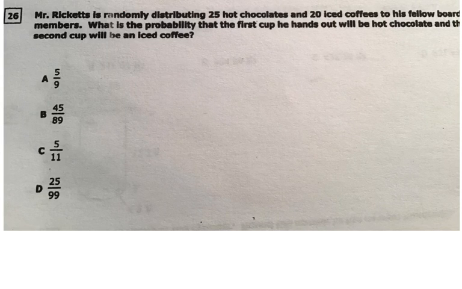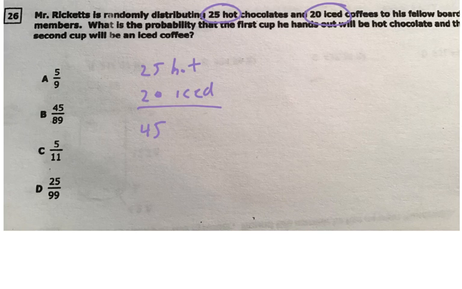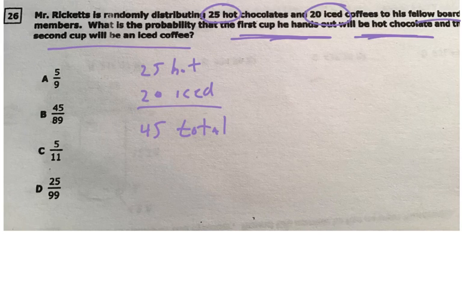So, this problem 26, notice we're told we have 25 hot chocolates. So 25 hot for short. We have 20 iced coffees. So together, that's 45 total, right? Because we always need to know what the total is, usually when we're doing probability. Anyways, we're going to pass these out to our fellow board members, it says. What's the probability that the first cup will be hot chocolate and the second cup will be iced coffee?